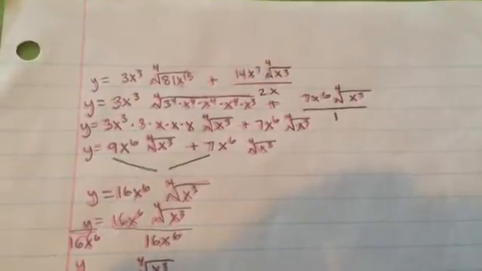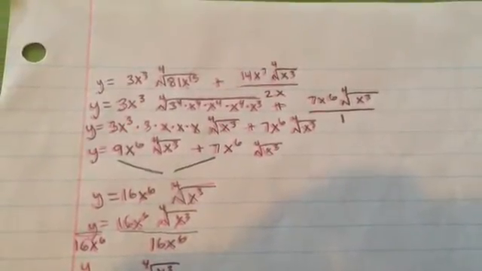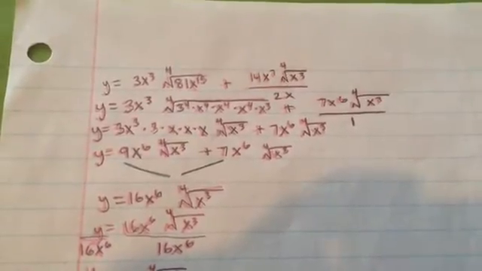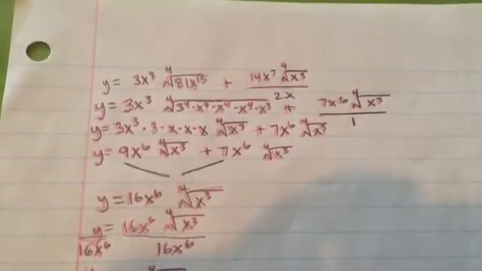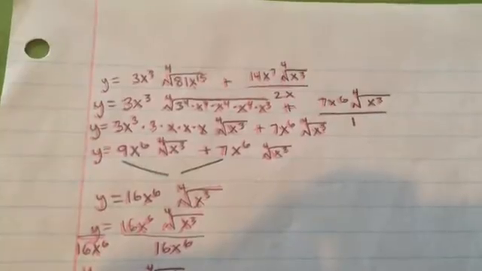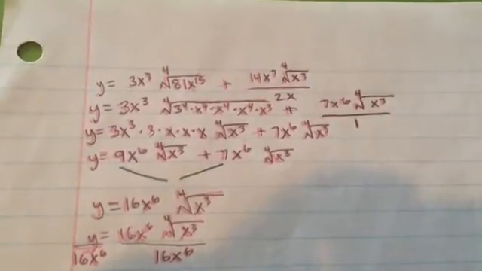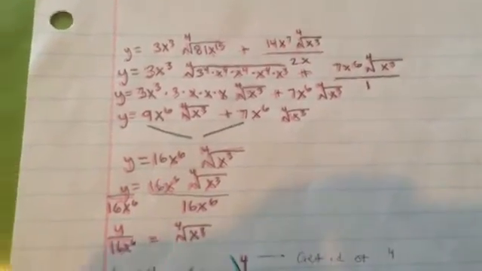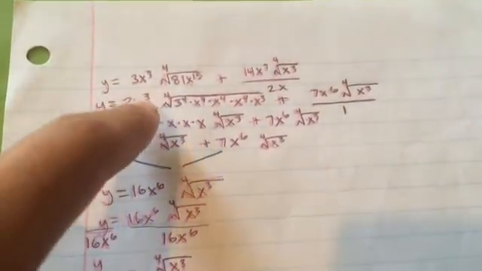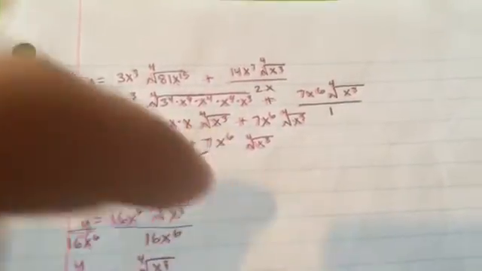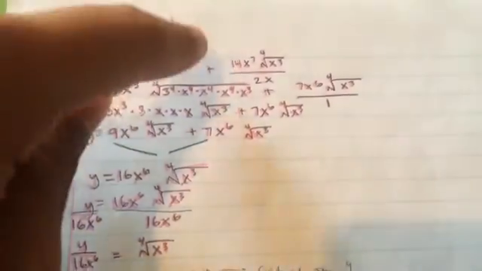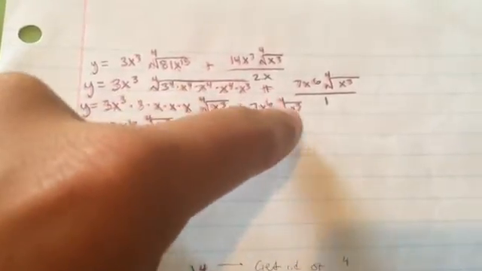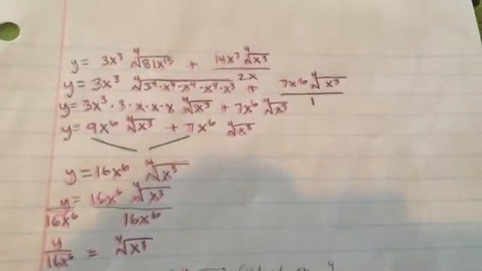Alright, so for the first problem, we have y equals 3x cubed fourth root of 81x to the 15th power plus 14x to the 7th power fourth root of x to the 3rd over 2x. And so the first thing we're going to do is group this. Since it's to the 4th, we want to group that in groups of 4, so we can take that out later. And since 14 over 2x cancels out, it comes down to 7x to the 6th fourth root of x to the 3rd over 1.